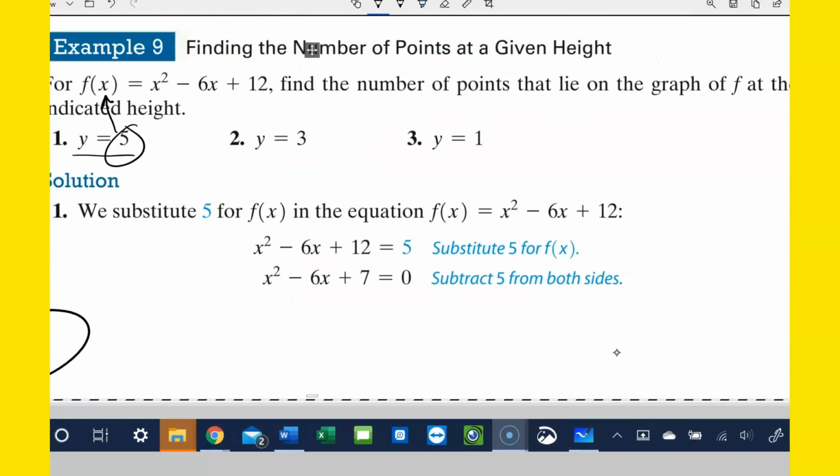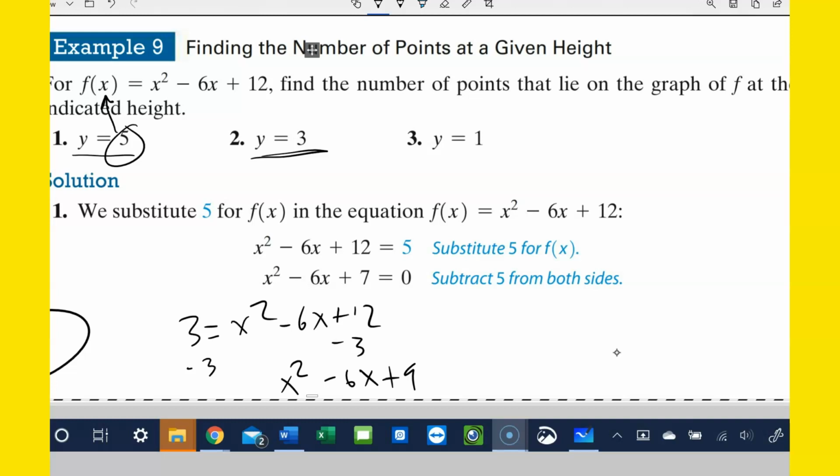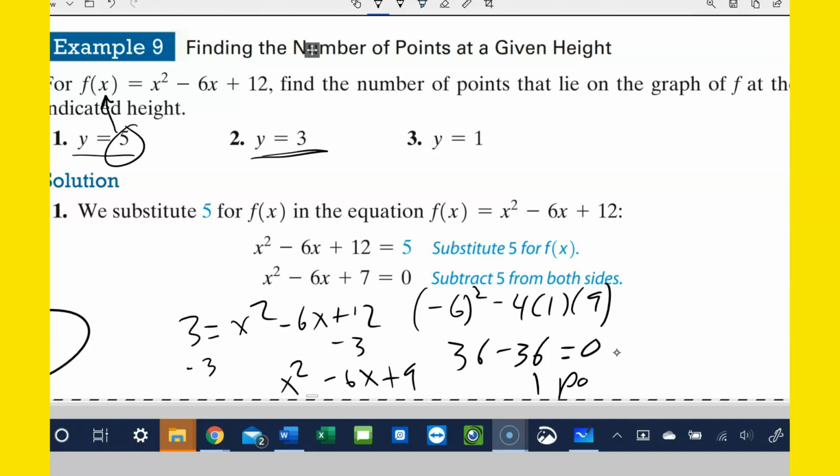Now, the next part, I'm doing the same thing, but I'm plugging 3 instead of 5 in. So 3 equals x squared minus 6x plus 12. So move the 3 over, and we get x squared minus 6x plus 9. So now I've got negative 6 squared minus 4 times 1 times 9, 36 minus 36. That's equal to 0. So we have 1 real point at that height.